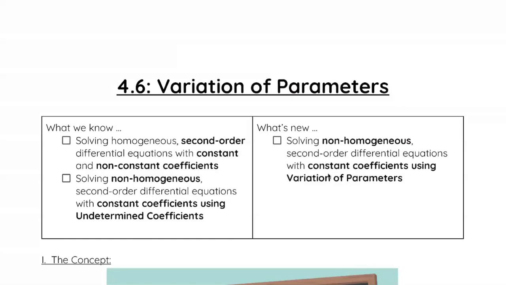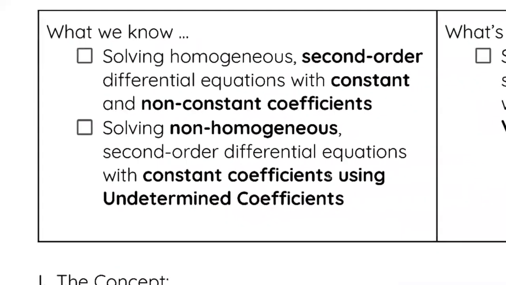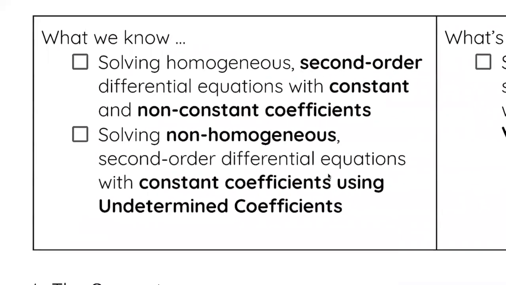Hi folks, here is the video for 4.6, variation of parameters. As we begin, let's start with a little bit of what we know. So far in chapter 4, we've talked about solving homogeneous second order differential equations with constant and non-constant coefficients. And we've also talked about how to solve non-homogeneous second order differential equations with constant coefficients.